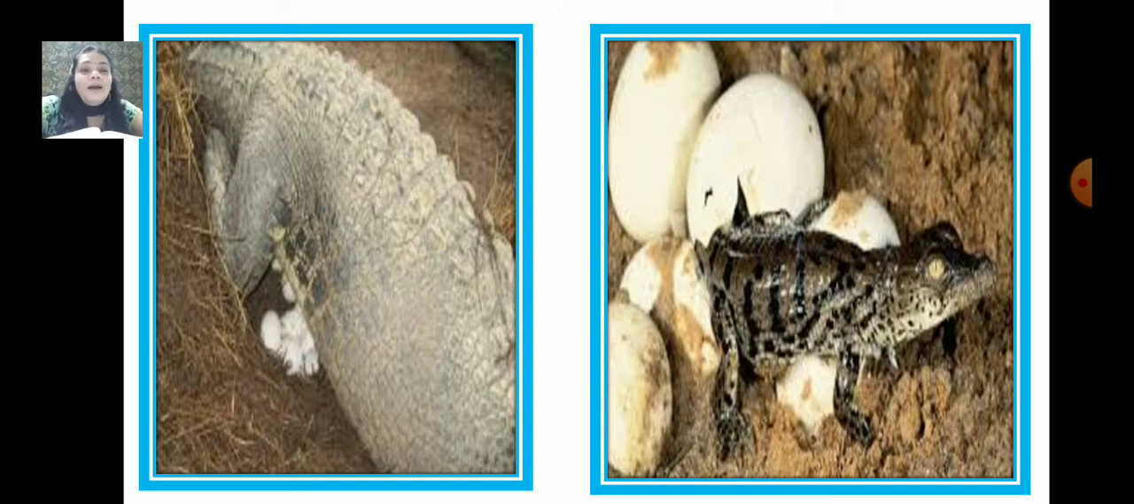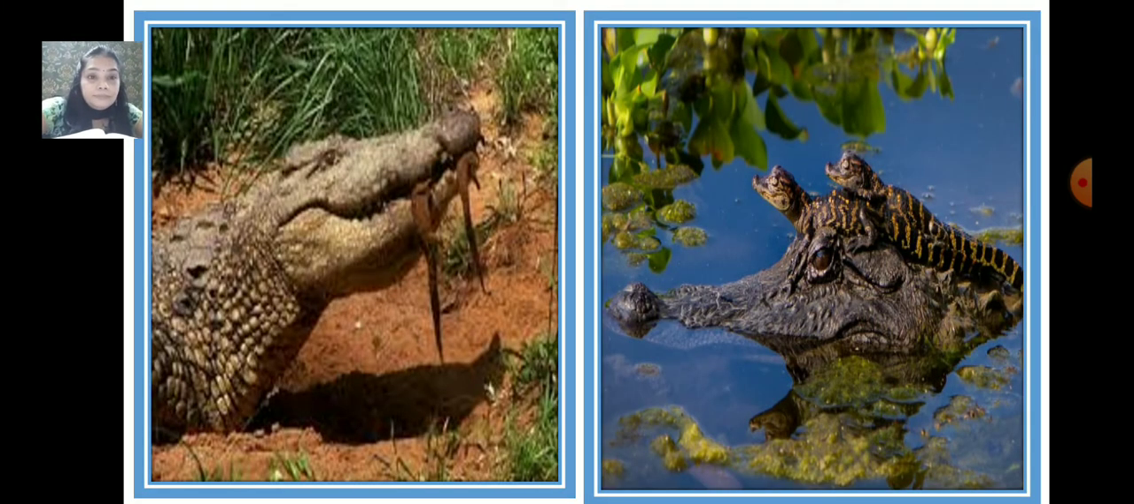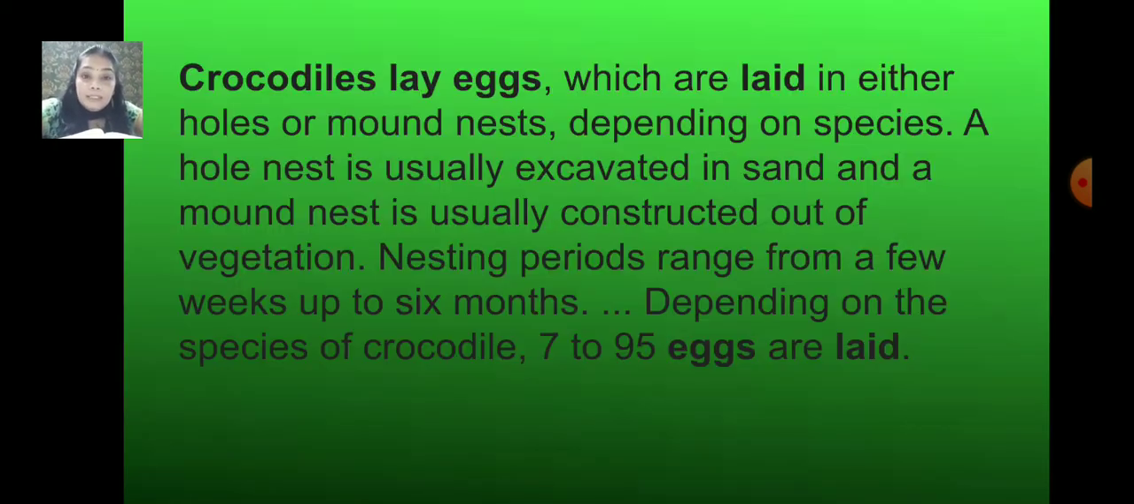Okay, so this is the crocodile, and see how it lays the eggs and the babies come out like this after hatching. Now let us learn. This is how the babies are carried from one place to another. Now let us learn in detail about the crocodile.